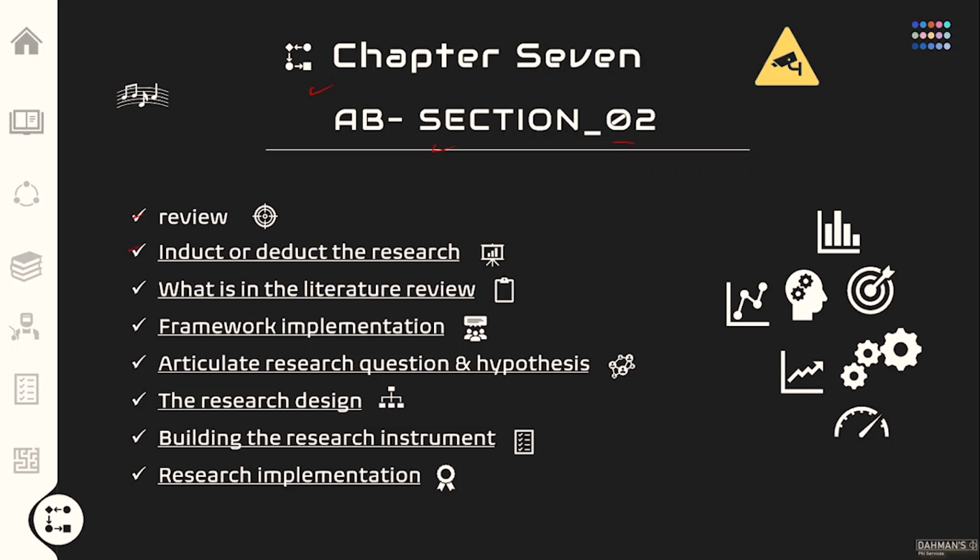First, we're going to understand, is our research going to be inductive or deductive research? Then what is the literature review like for this research problem? And of course, we're going to discuss the framework implementation, and then we're going to articulate the research question in a formal way and of course ignite our hypotheses. And then we're going to also discuss the research design overall, and we build the research instrument that's going to help us to collect the data we need. And finally, of course, we're going to do the implementation.